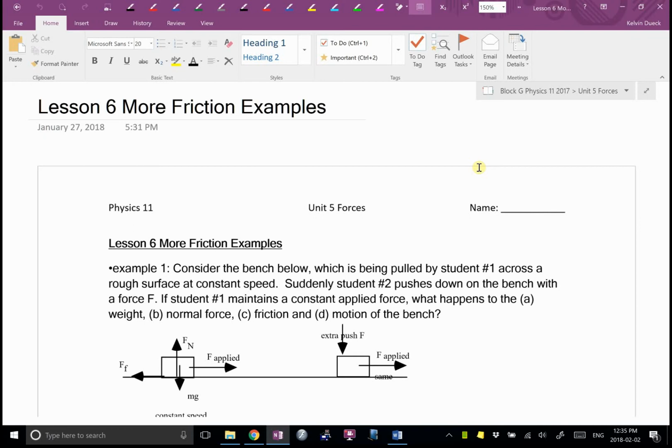So I'd like you to imagine, because example 1 says, consider the bench below, which is being pulled by student 1, that'll be you, across a rough surface, let's say the gym floor, which has some stickiness, at a constant speed. Oh, you know what? What 2 words should I underline if I'm a good physics student? Because that's probably going to be key to doing this question.